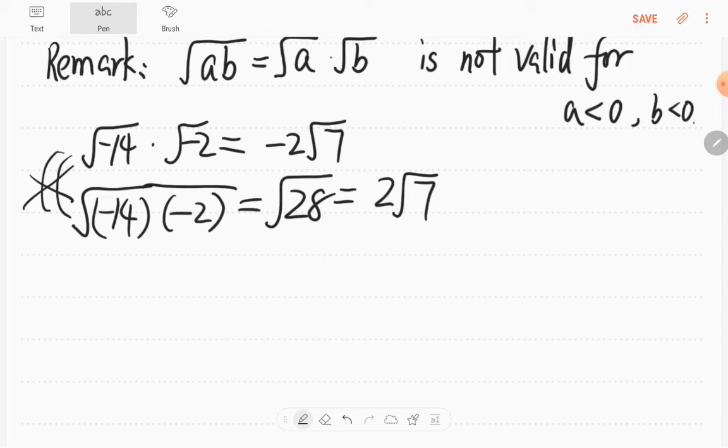So remember, this is only true if at least one of them is greater than or equal to 0. If both are less than 0, you cannot use it.